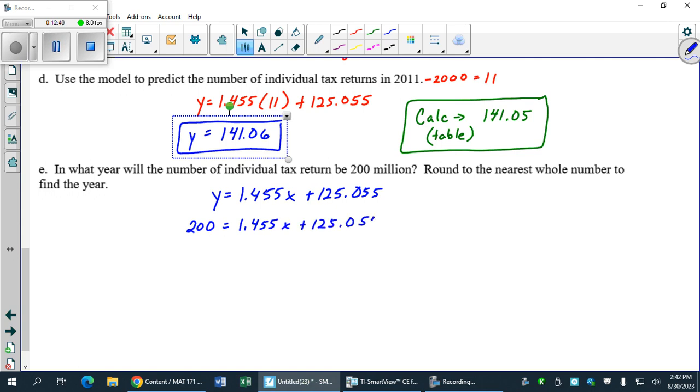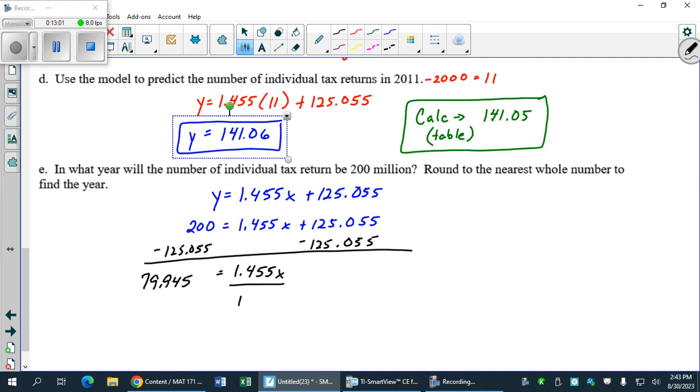And solve for x. So I want to get closer and closer to getting this x all by itself, so I'll subtract 125.055. Do that subtraction there, you get 79.945. Divide by 1.455. And you should get 51.5.